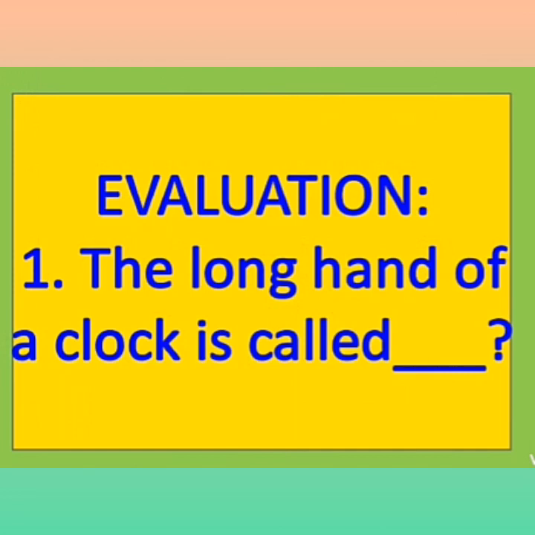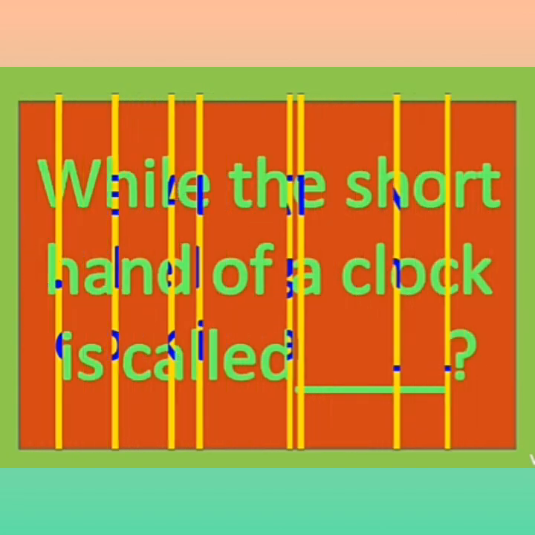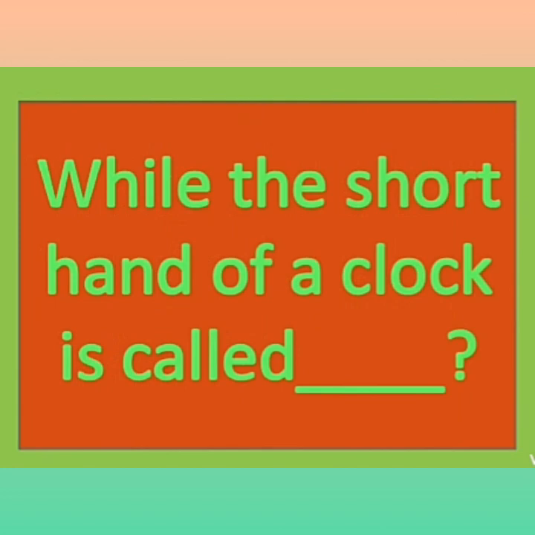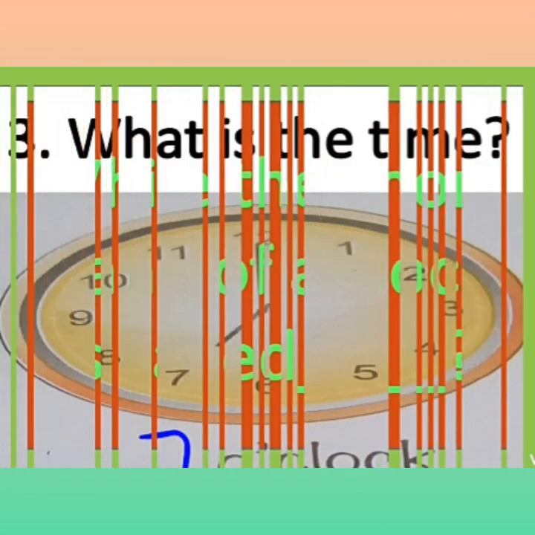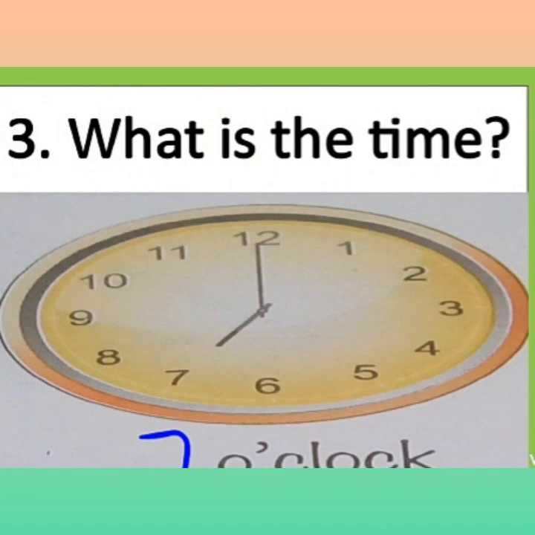Evaluation. The long hand of a clock is called good, minute hand, while the short hand of a clock is called wonderful, hour hand. Number 3. What is the time? The time is 7 o'clock.